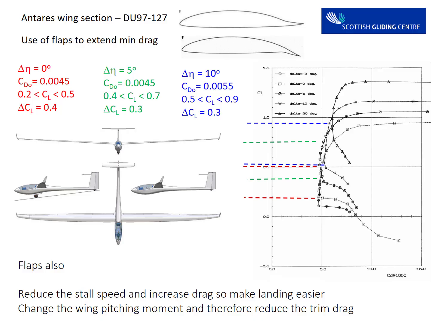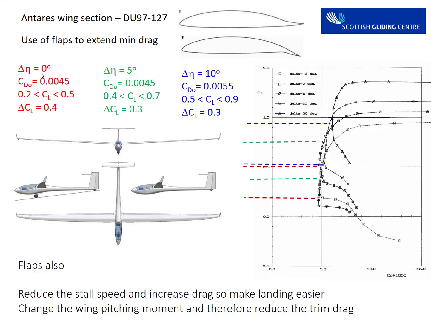Now again, we have this problem that with a laminar flow wing we have only a limited range of lift coefficients over which we get the low drag coefficient. And so the way you get around this is by having trailing edge flaps. What we see here are the wing or the airfoil characteristics for the airfoil that's fitted to the Antares. It has a DU, which is Delft University 97 wing section.